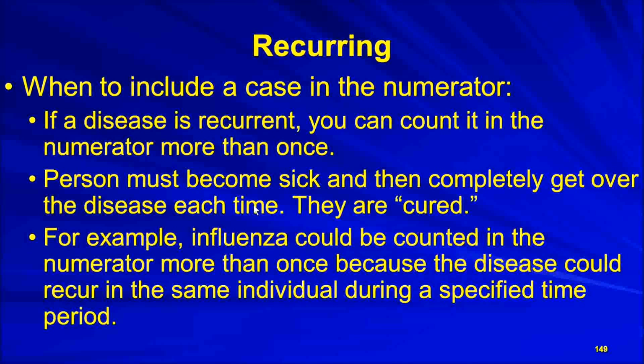Persons must become sick and then completely well, the disease is gone, they are cured, and then they get the disease again. As I mentioned with influenza, they would have the disease, say, in the winter months, and then they would have influenza again in the spring. That person would be counted twice because they had influenza twice. In every case, we are interested in a diagnosis no matter what disease we're dealing with.